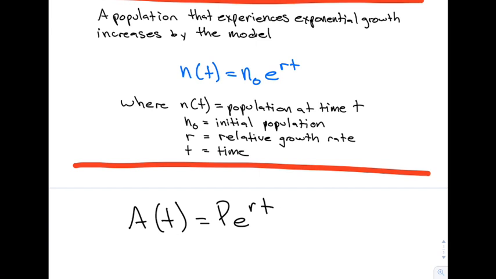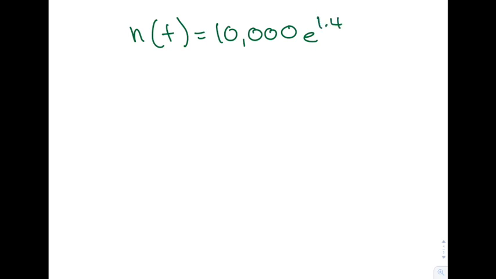Just an example of this, if we stick with our bacteria example, we might have something like n of t equals, suppose we start with a population of 10,000 bacteria, and we grow at the relative growth rate of 1.4 times the population every hour. So t is in hours in this case. So this is what this would look like. In the next video, we'll work through some examples, talk through it, and look at converting between these two different models.